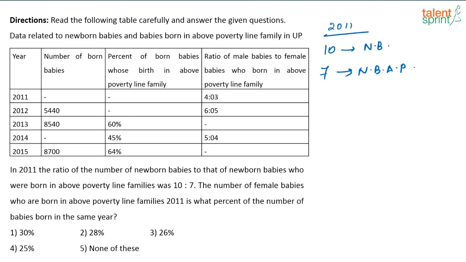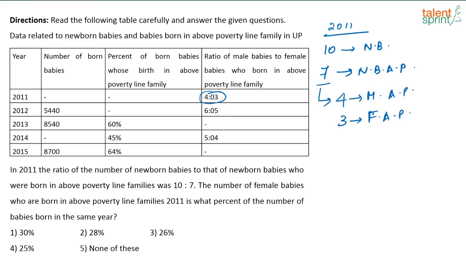The number of female babies who were born in above poverty line in 2011. See here, you know, in 2011, the ratio between male babies to female babies born above poverty line is 4:3. So how can you divide 7 in the ratio 4:3? That means that there are 4 male babies who are above poverty line and there are 3 female babies who are above poverty line. Correct?